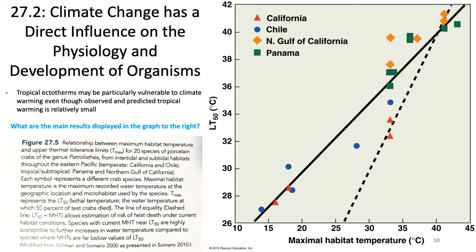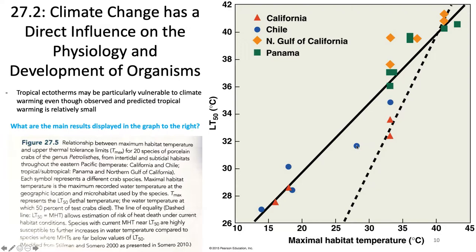So this graph compares multiple different species of crabs at different latitudes and looks at what their maximal habitat temperature was. Let's say for this one population of crabs in Chile, the maximum habitat temperature, which they got by recording the average temperature at that site over a year or so, was about 27, 28-ish.